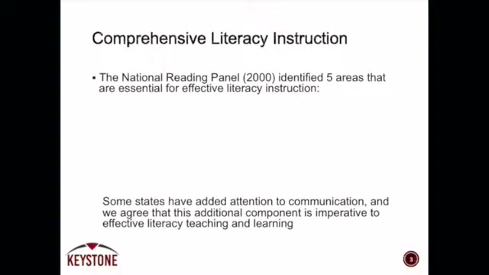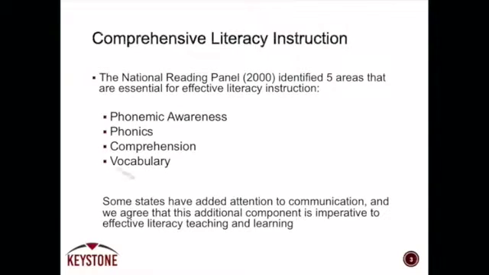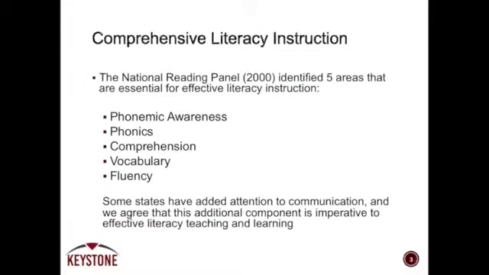The National Reading Panel identified 5 areas that are essential for effective literacy instruction, and they are phonemic awareness, phonics, comprehension, vocabulary, and fluency. Some states have added attention to communication, and we agree that this additional component is imperative to effective literacy teaching and learning. Attention to vocabulary learning should be meaningfully embedded within comprehensive literacy instruction that includes attention to the ways all components interact with and support each other.